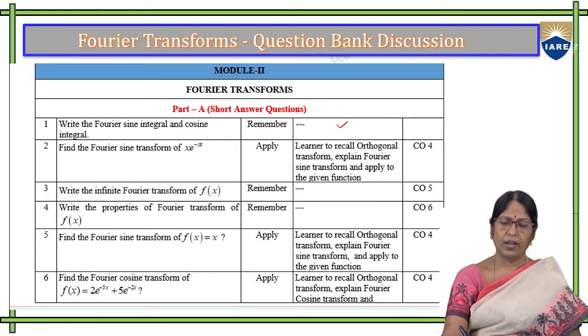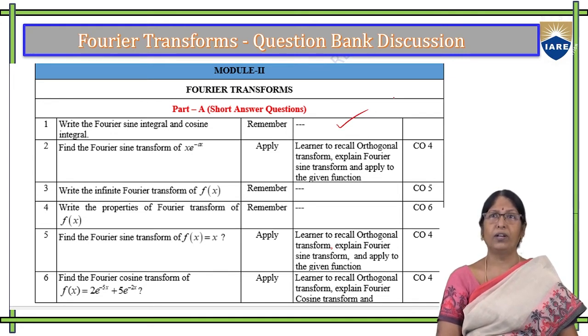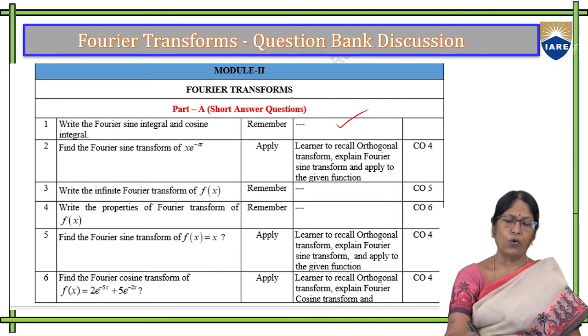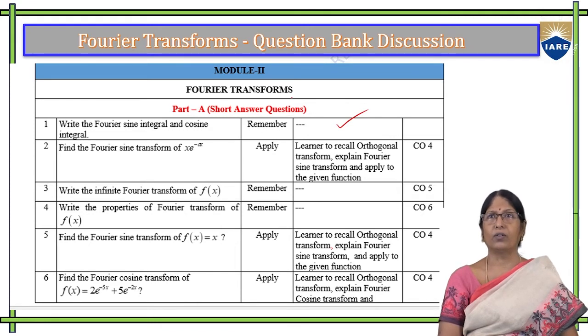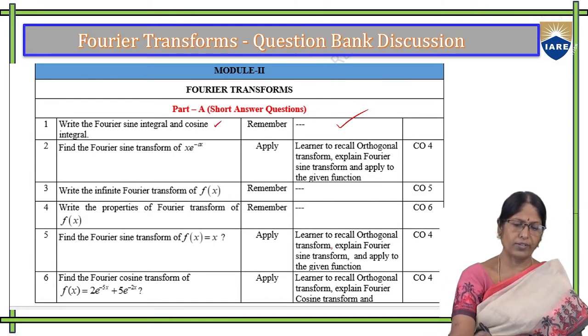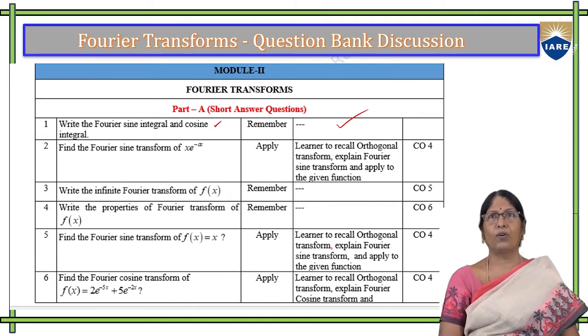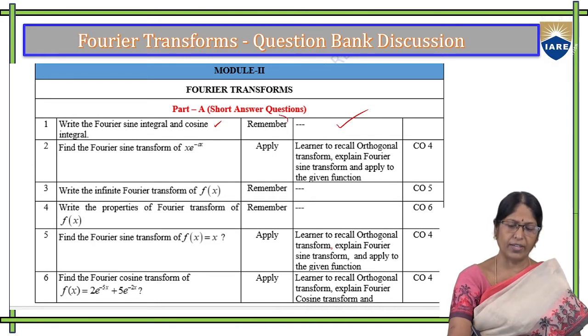This is a model kept here: Module 2, the Fourier transform. There are five modules in the question bank. The second module is Fourier transforms, and regarding this topic 11 videos are already done. The first question is in short answers: Fourier sine integral and cosine. This is a formula we have to recall and write. Here we can see it.